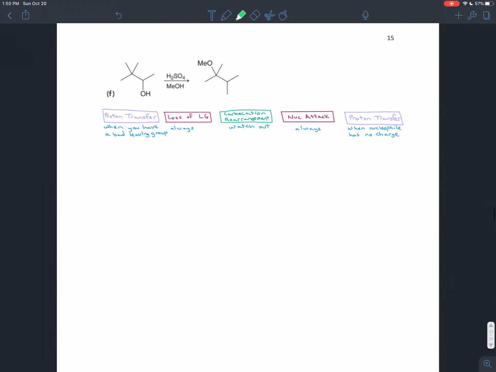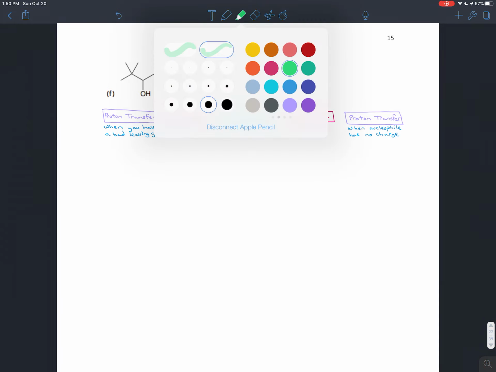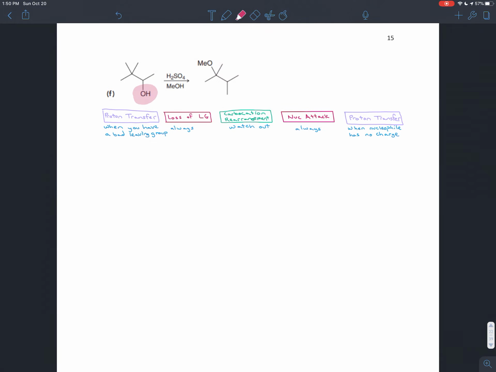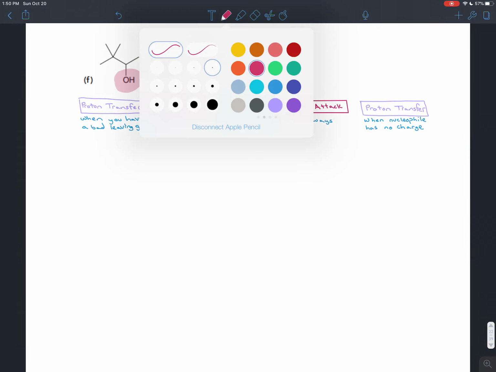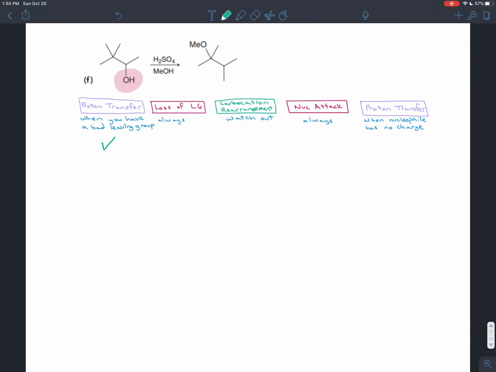All right, let's try it with F. So in the case of F, the first thing you want to do is to look at the leaving group and see whether it's a good or bad leaving group, because we want to see which of these steps are going to be included in our mechanism. Well, our leaving group is OH. OH is a terrible leaving group, as we saw in the last example, because it's not stable with a negative charge. So we have a bad leaving group, and we need to make it a good leaving group, so we'll have to do this proton transfer. You always do loss of a leaving group.